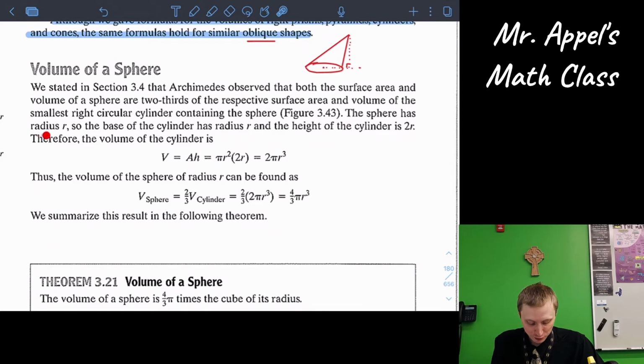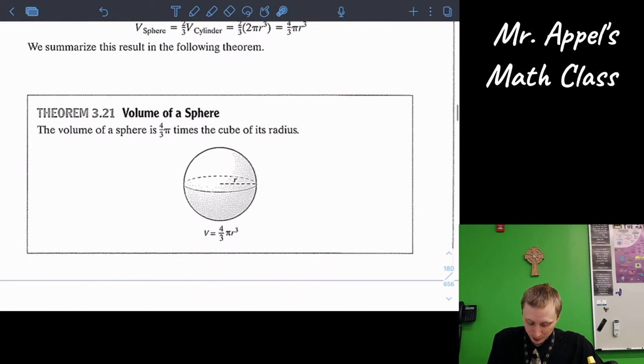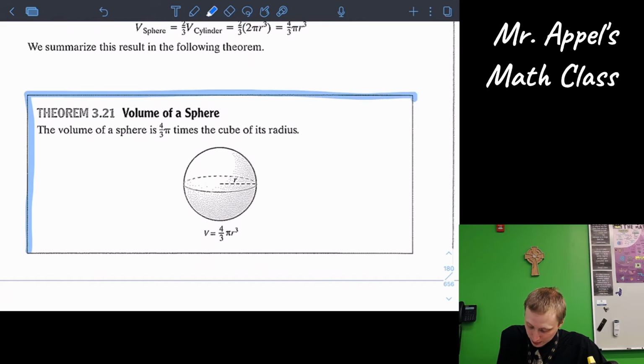The sphere has radius r, so the base of the cylinder has radius r, and the height of the cylinder is 2r. Therefore, the volume of the cylinder is area of its base times height, pi r squared times 2r, for a total of 2 pi r cubed. And then the volume of the sphere of radius r can be found as 2/3 of that. So 2/3 times 2 pi r cubed gives us 4/3 pi r cubed. In summary, Theorem 321 tells us the volume of a sphere is 4/3 pi times the cube of its radius.